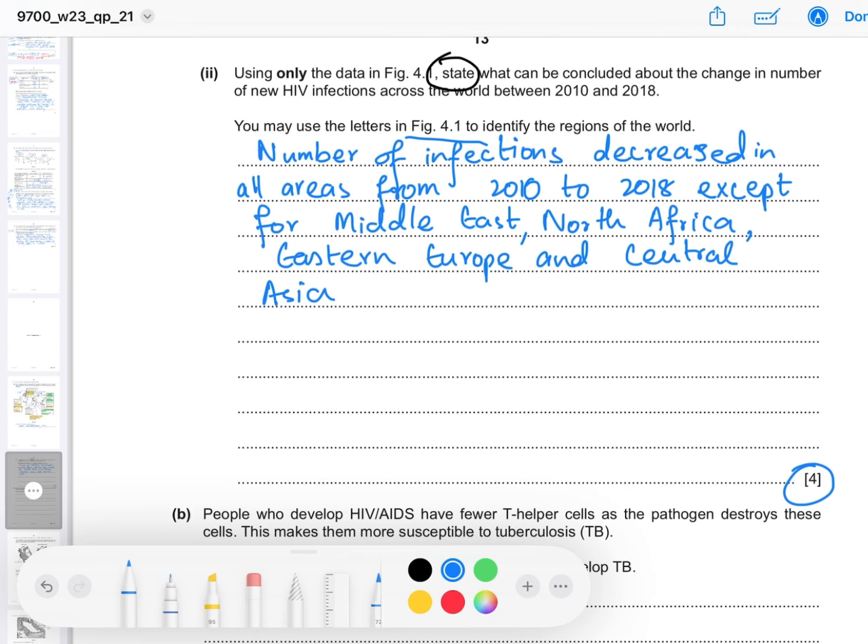So in the first part of my answer, I have mentioned the general trend and the rule and the exception or exceptions to the trend, which will allow you to score 2 marks out of the 4. And then to complete your answer, you can elaborate on both of these points by using data from figure 4.1.